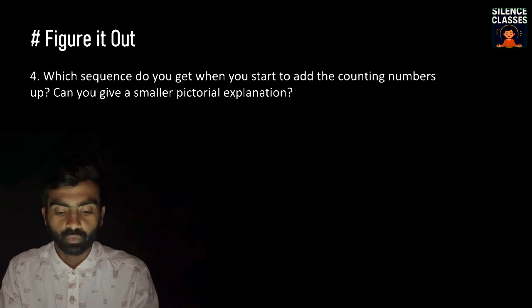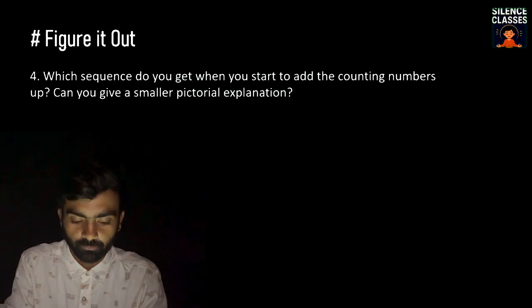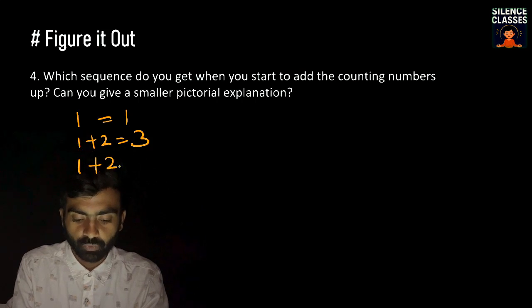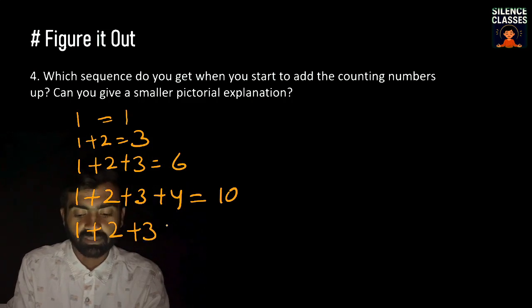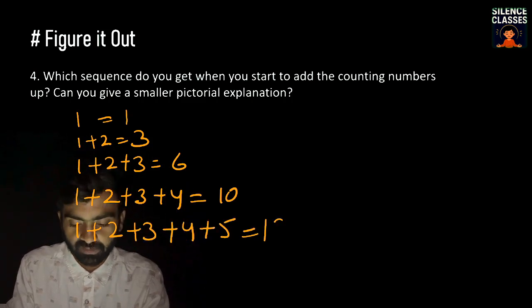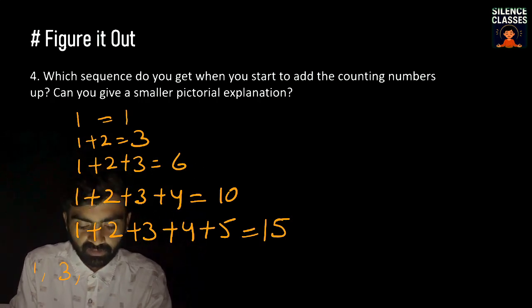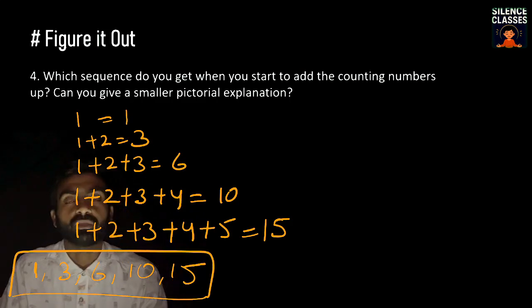Which sequence do we get when you start to add the counting numbers up? If we add the counting numbers up, 1 plus 2, we get 3. 1 plus 2 plus 3, we get 6. 1 plus 2 plus 3 plus 4 is equal to 10. 1 plus 2 plus 3 plus 4 plus 5, we get 15. If you check what sort of numbers we are getting, 1, 3, 6, 10 and 15, all these are triangular numbers.